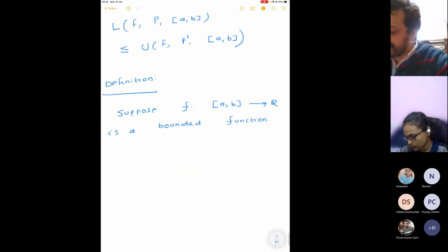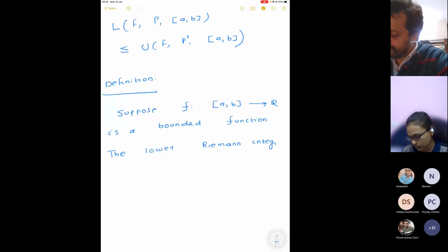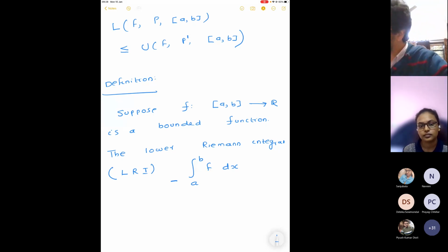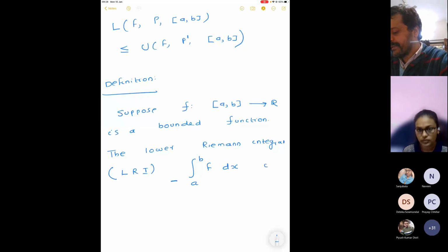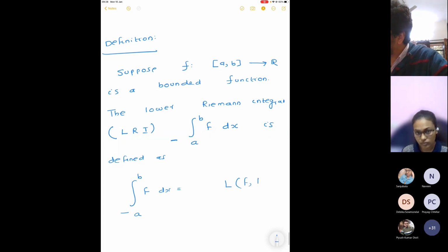The lower Riemann integral. The notation I used is this: integral a to b of f dx with a bar below, is defined as follows. The lower Riemann integral of f dx is equal to, you consider lower Riemann sums L(f, P) over [a, b].